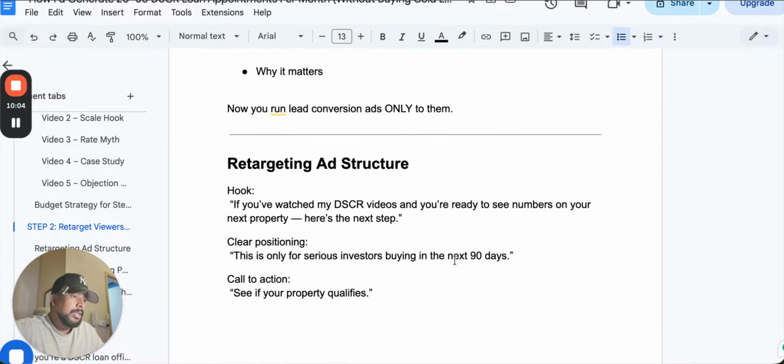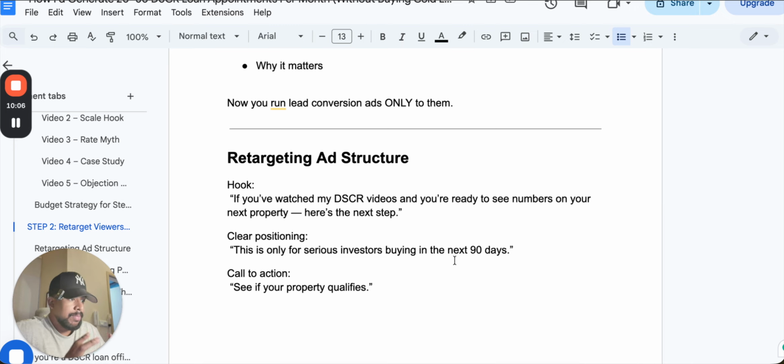Okay, now over here again, we have to make sure that our ad copies and ad creatives are aligned with the audience. So we need to create again maybe video ads, or you can also use image ads.